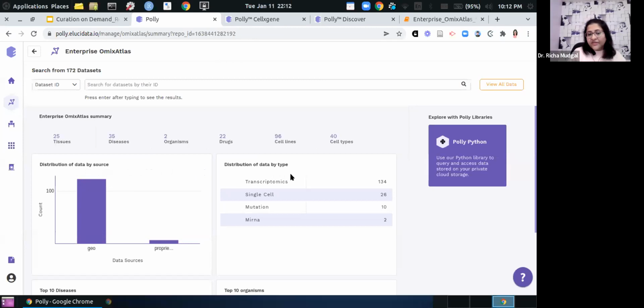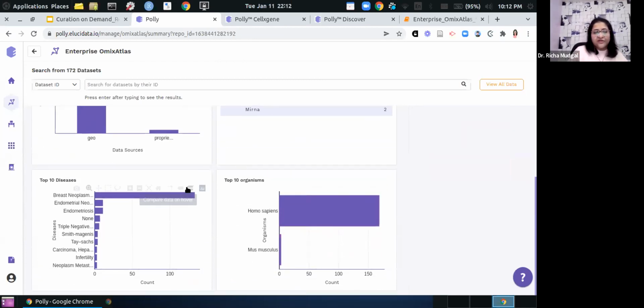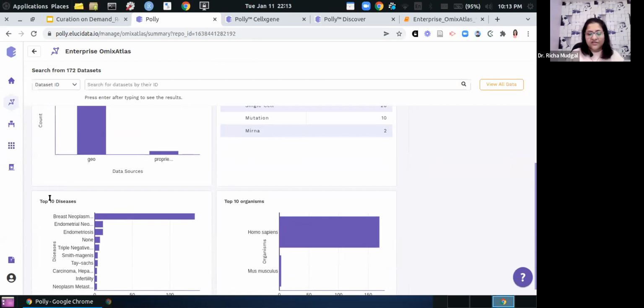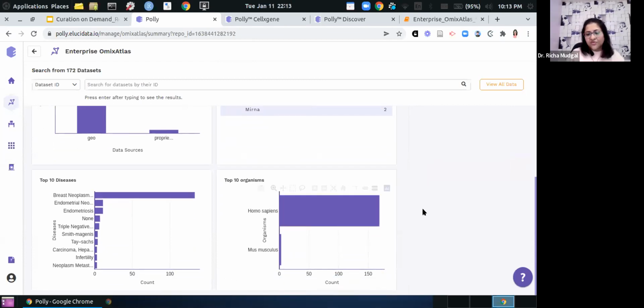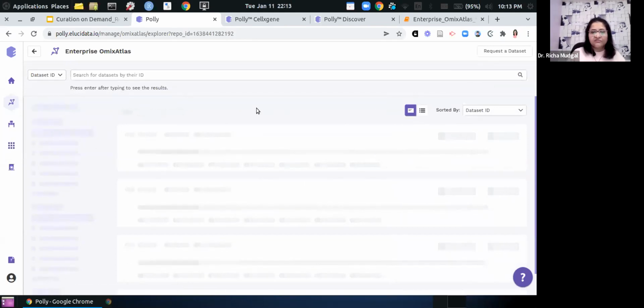These data come from very different source types. It could be transcriptomics data, mutational data, single cell data, or microRNA data. We are also able to see that a large set of the data was coming from breast cancer data sets available in the public domain, because there are more studies related to that, and also a snapshot of what different organisms these data sets are coming from. So this is a summary, and then let's view all the data to understand how it is organized.